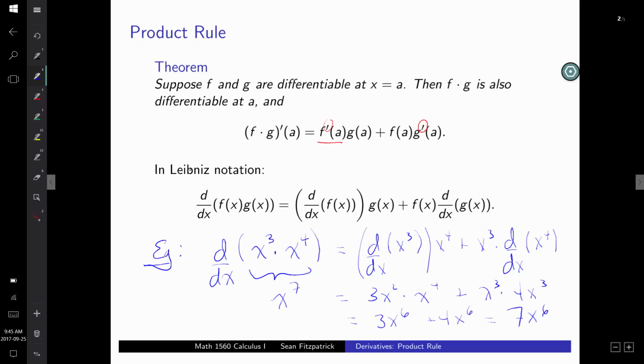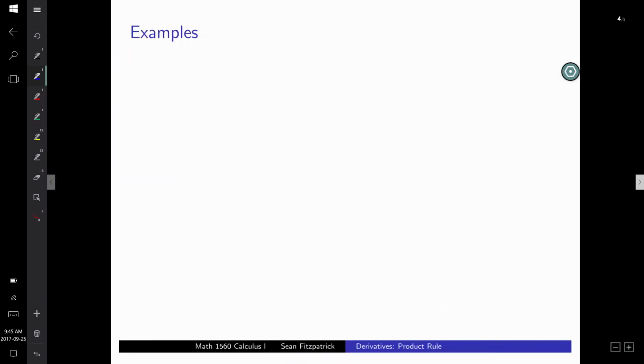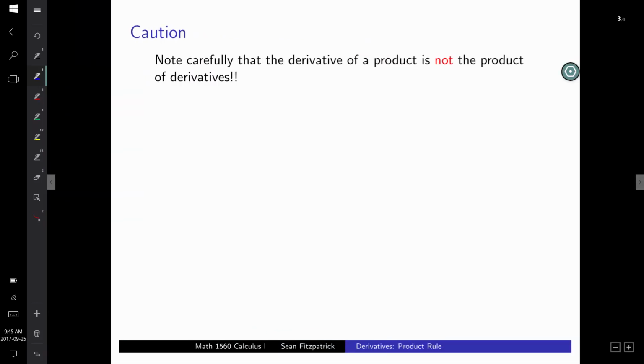How do we see that this is true? Well, let me see. I do have a proof coming for you guys. So let me just warn you, okay, that the derivative of a product is not the product of the derivatives.